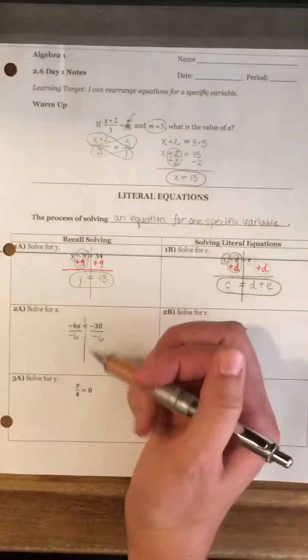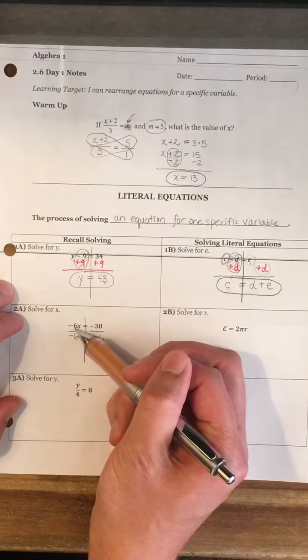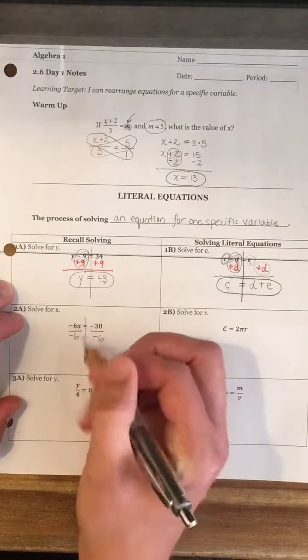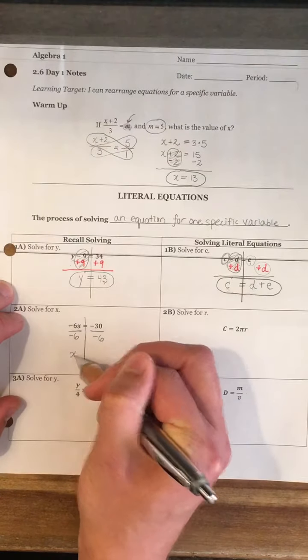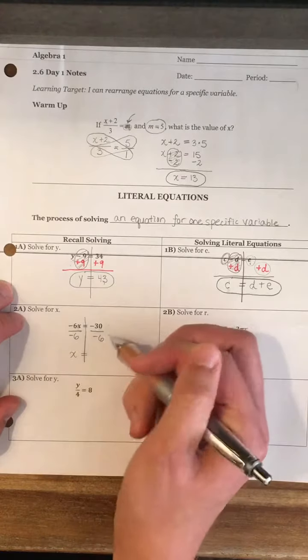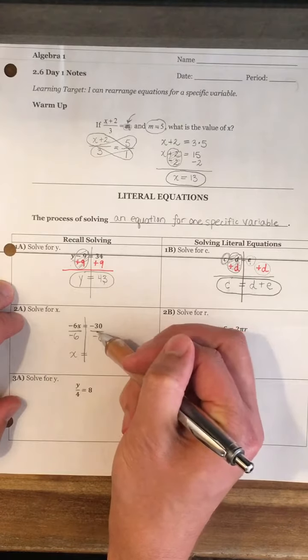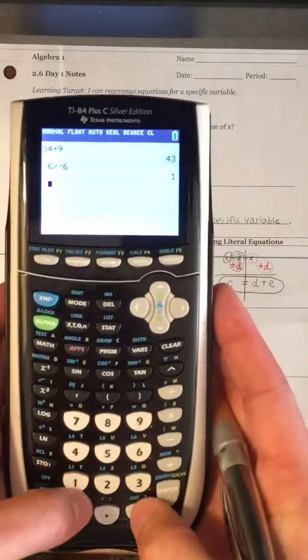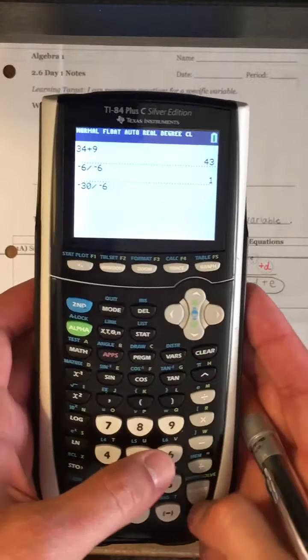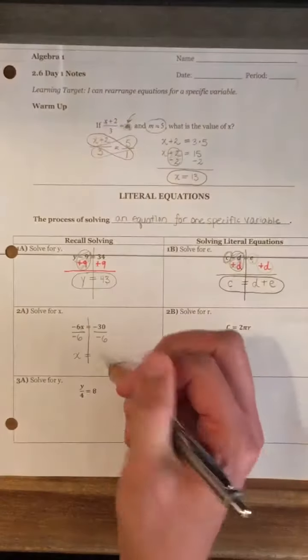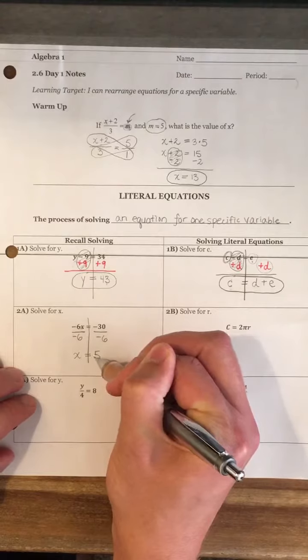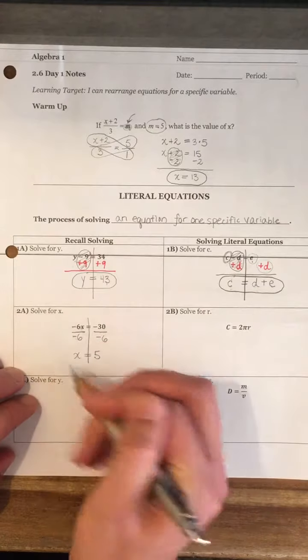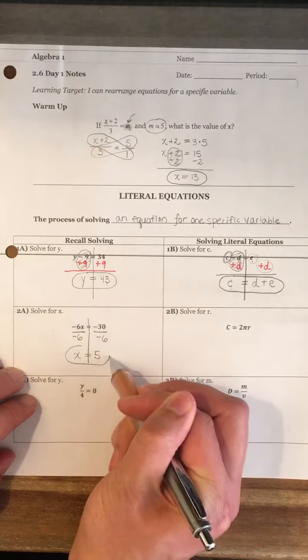That's the whole point of doing this, because now my coefficient in front of my x variable is just 1. So I have 1x equal to, on the right-hand side, negative 30 divided by negative 6. Negative 30 divided by negative 6 is 5. So I get my solution. x is all by itself over here. I've solved for x. My x has a value of 5.